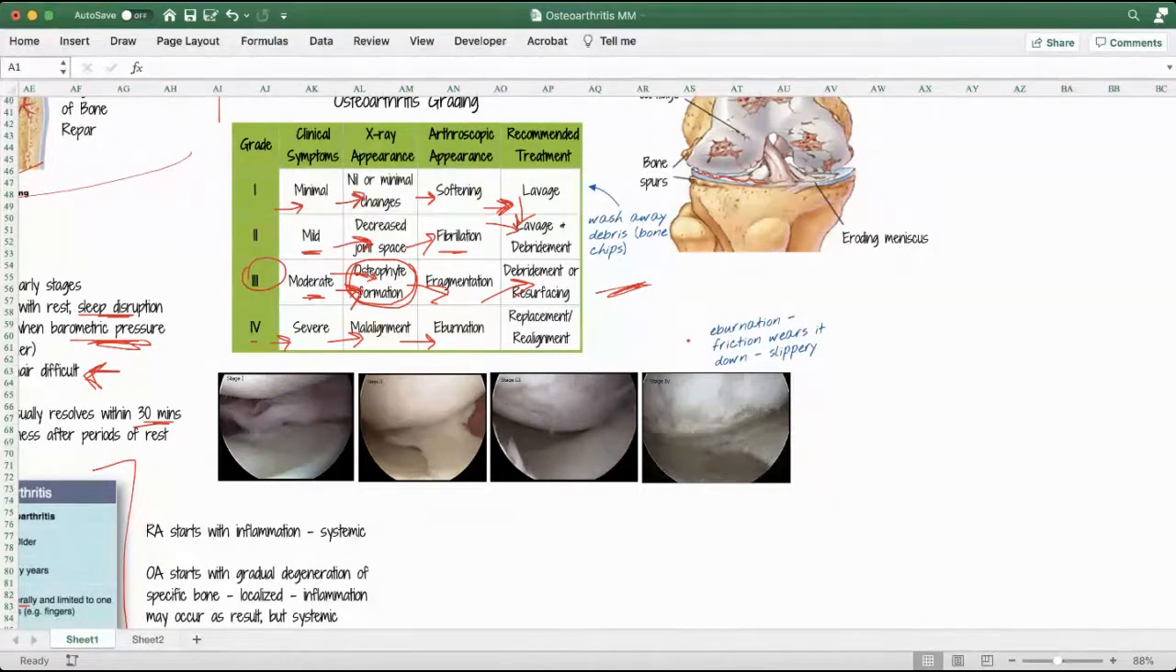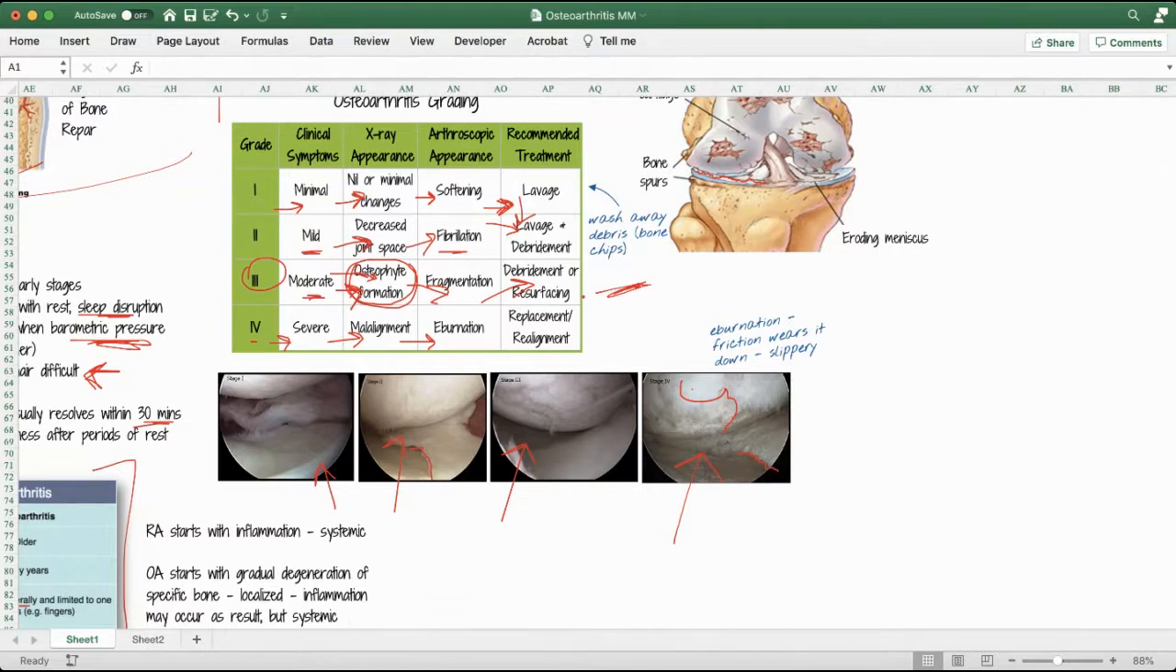You can look here. These pictures here are kind of like the articular cartilage at stage 1, stage 2, stage 3, and then stage 4. If you look here, you can see fibrillation. Here too, you can see some of that fibrillation. And then this is the eburnation, like that shiny, slippery part.